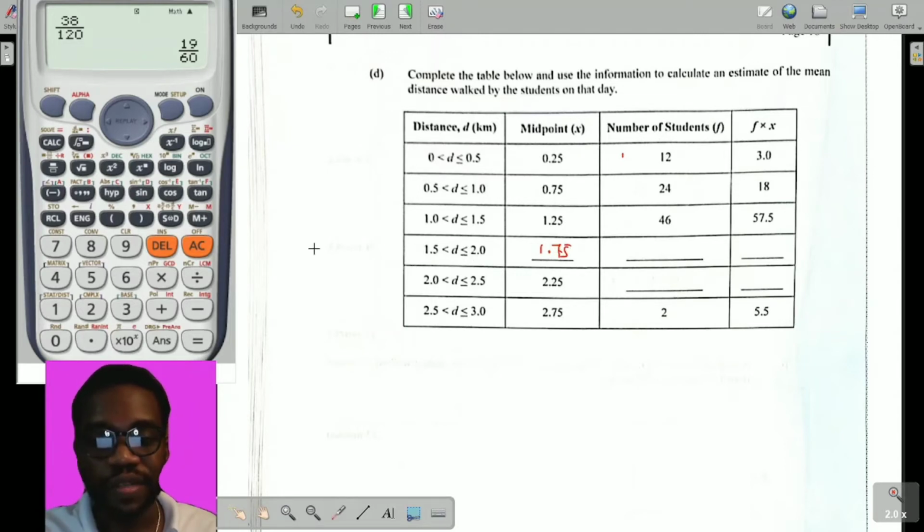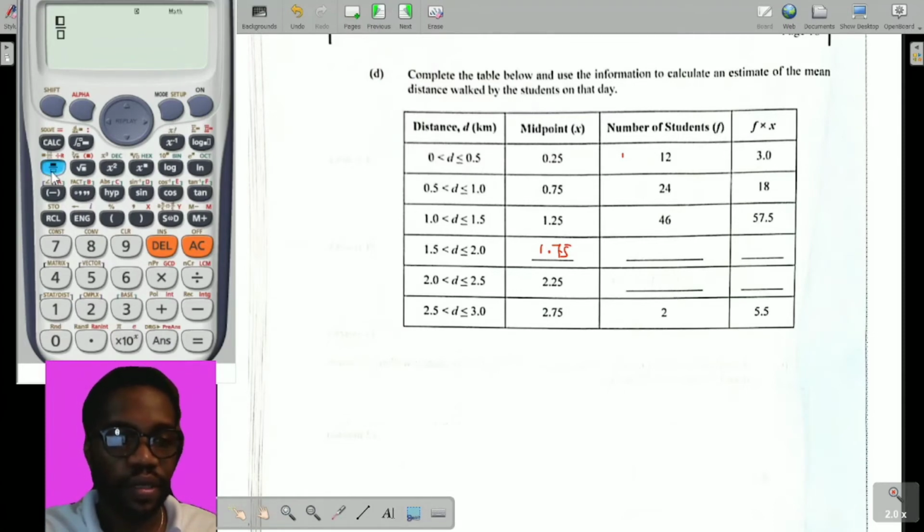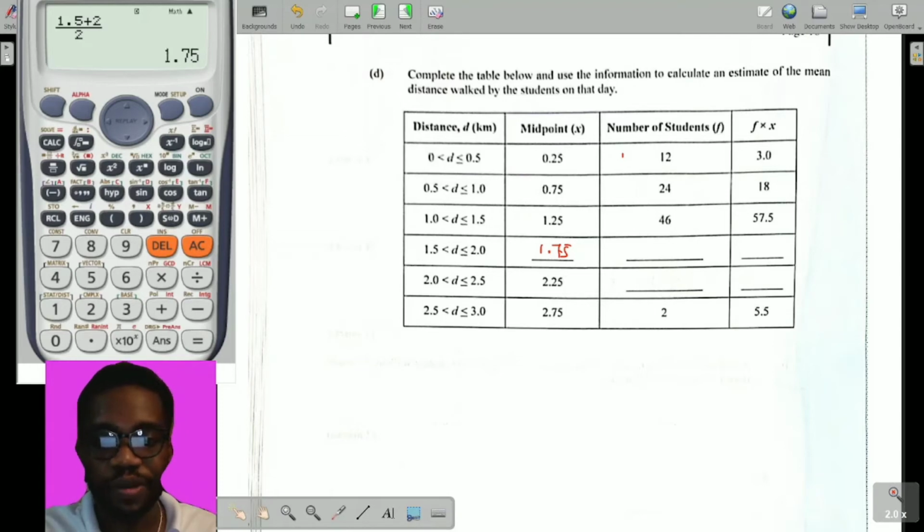If you feel uncomfortable with that, you use a calculator. I'm going to pull it up. You add the boundaries that are here. So on the calculator, you're going to have 1.5 plus 2, all over 2. That's how you get the midpoint. You add the boundaries and you divide by 2. That's how we get 1.75.